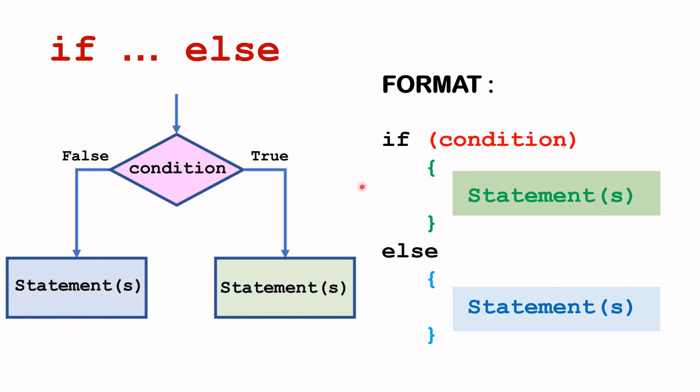Now let's move over to this side. Here is how the C code will look. We have the if here, followed by the condition. If the condition is true, then this group of statement or statements will be executed. Else, that means if the condition is false, then this statement or statements will be executed.